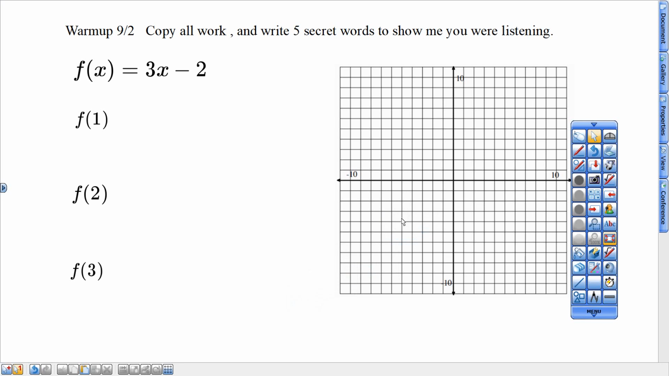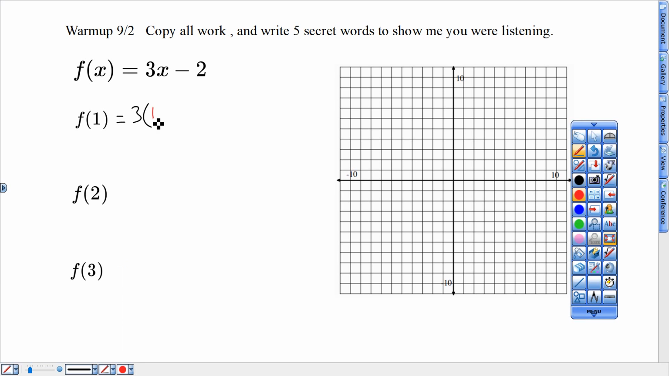Okay, for today's warm-up, I'm going to have you copy all of this work and the 5 words to show me that you were listening. Here we go. Again, if I give you the function f of 1, that means I'm giving you the x number to plug in here and do the math. So here I go. The function at 1 means taking that x and replacing it with that 1 right there.